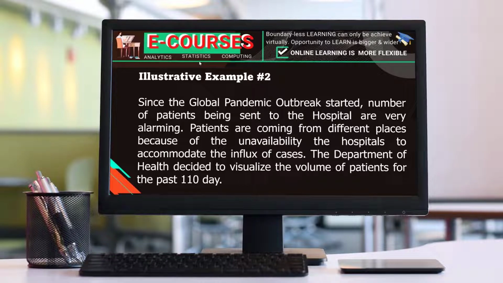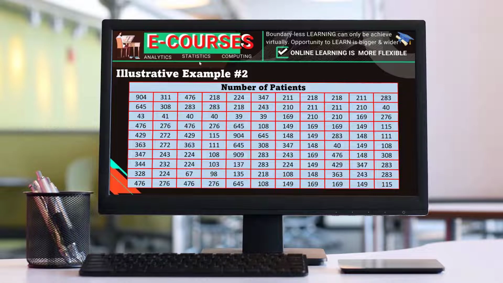Alright, so this is just a dummy data. This is not a valid and correct survey by the Department of Health. Alright, so this is just an illustrative example. These are the number of patients being sent to the hospitals or being hospitalized. For day 1, there are 904. For day 2, 645. Day 3, 43, and so on and so forth.